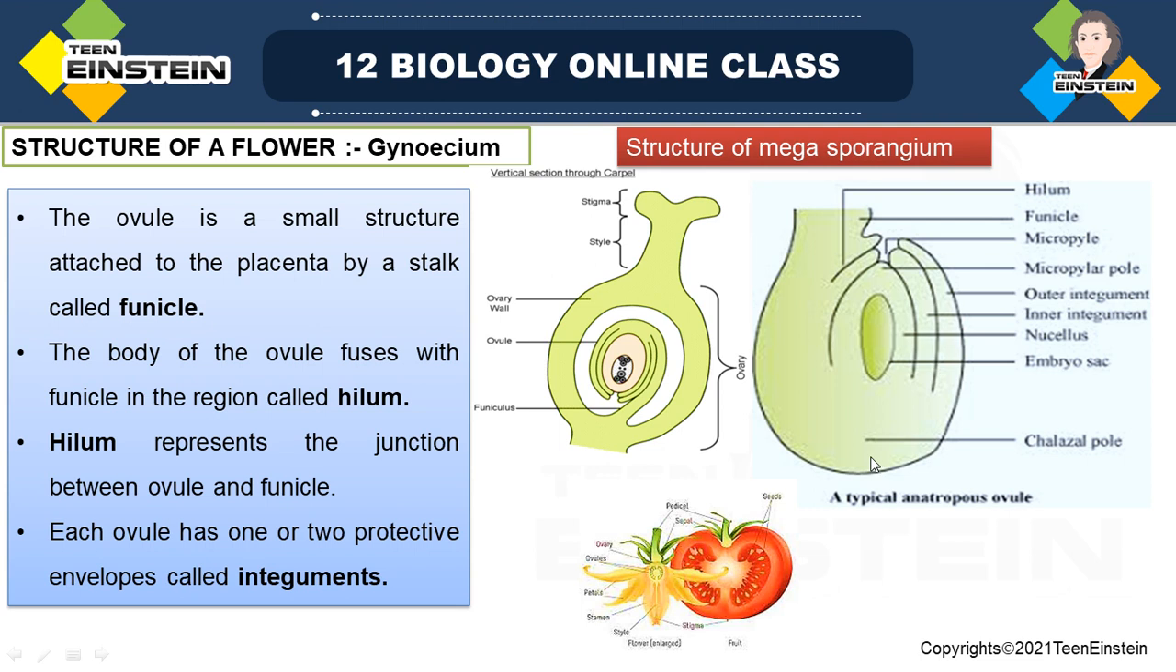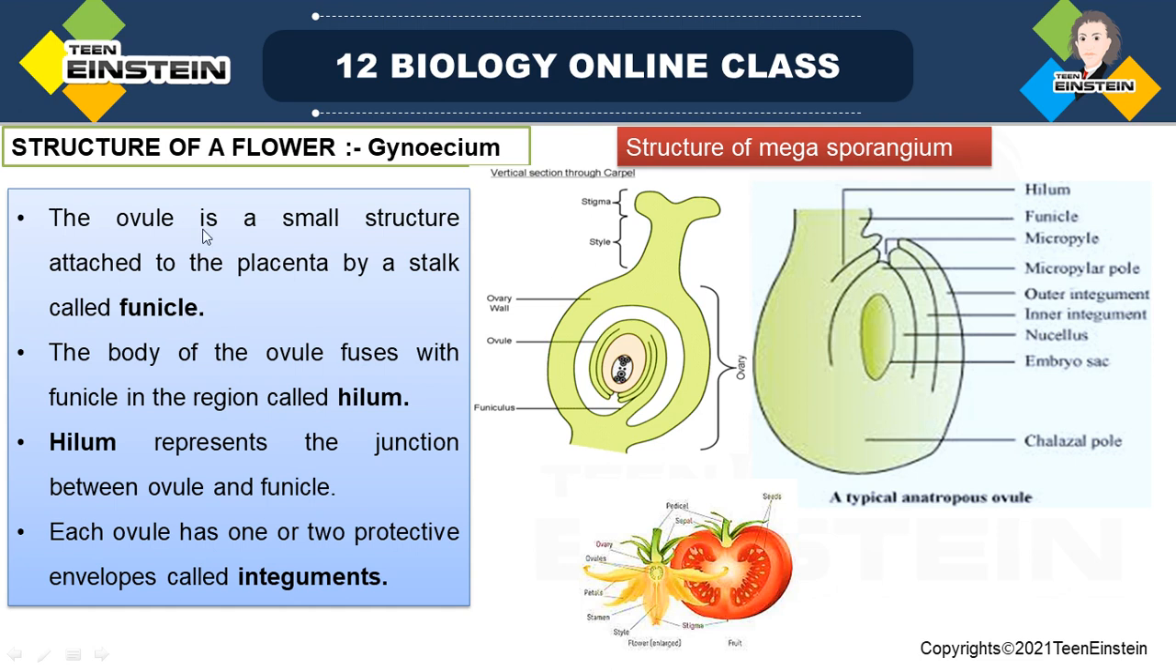Okay. So the chalaza represents the basal part of the ovule. The end where the chalaza is present is called the chalazal end, and it is exactly opposite to the micropylar end.